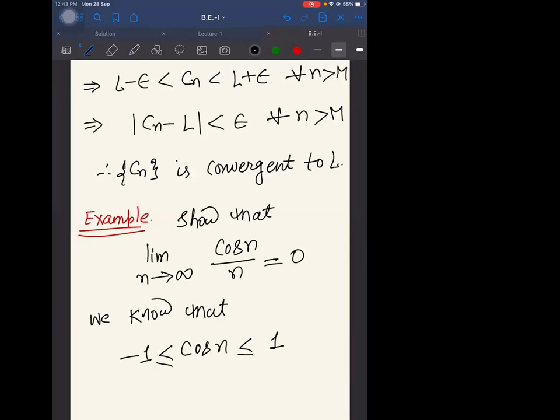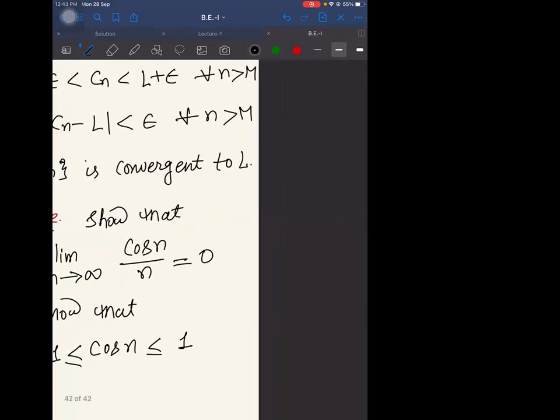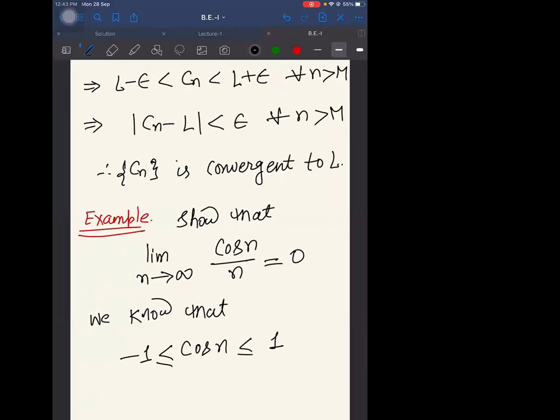So can I write it in this way that cos n lying between -1 and 1, so cos n by n lies between -1 by n and 1 by n? Okay, so now you see this, now you compare it.